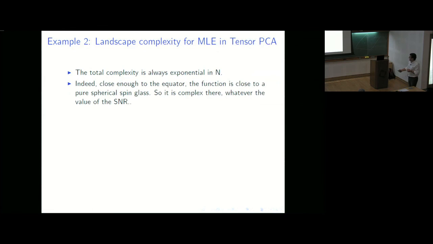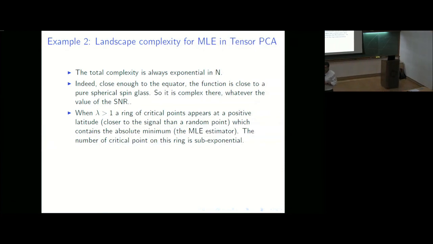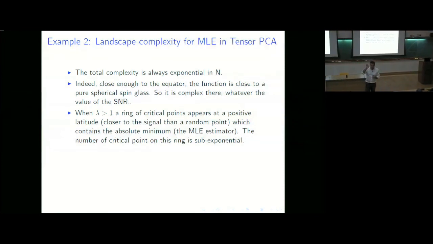So this is what I was saying. Close to the equator, the function is close to a pure spin glass, so it is complex there. When lambda is larger than 1, you have a ring of critical points which appears at positive latitude, as I drew over there, which contains the absolute minimum, the MLE estimator. So this was the critical thing. But now interestingly, the number of critical points on this ring is not exponential, it's sub-exponential. The complexity is 0, right?